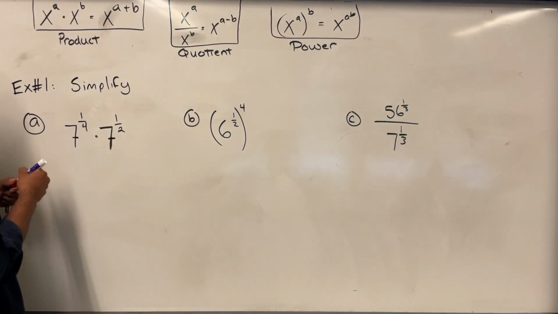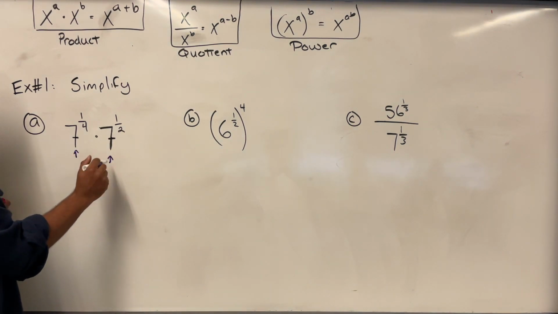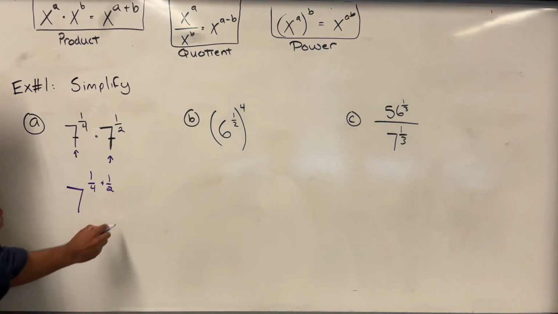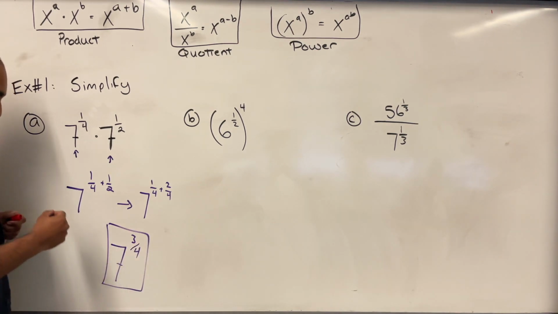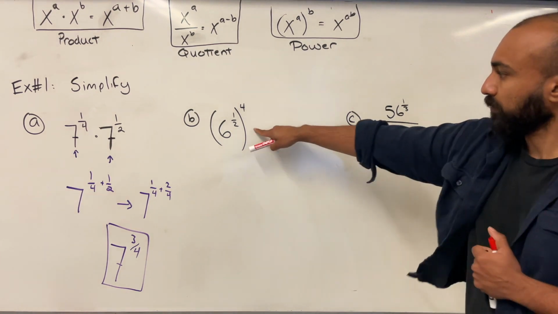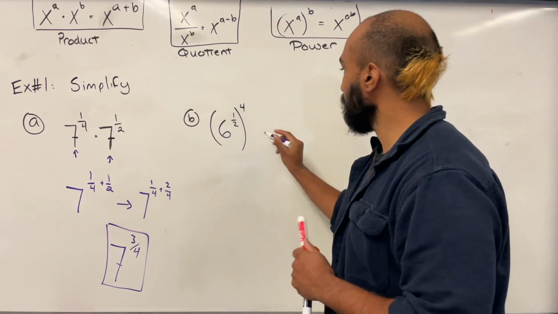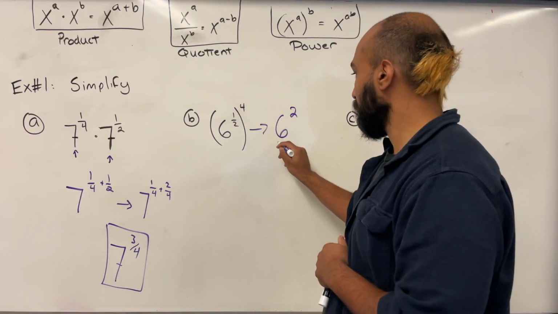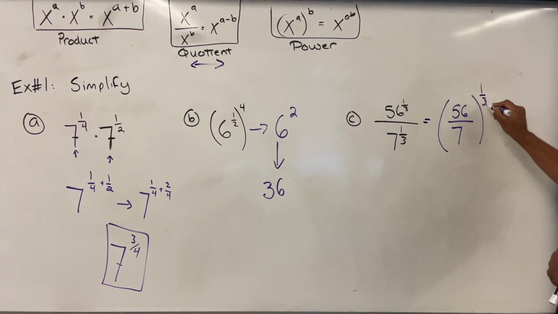So the power property and the product property still apply here, where we add their exponents if they are the same base. Sorry, that is just the product property. So we'll add 1/2 plus 1/4, and that gives us 3/4. We can also use the power property where we multiply their exponents. In this case, that helps us because it gives us a whole number exponent, which is a little bit easier than trying to find the square root of 6. So this ends up being 6 squared, which is 36.